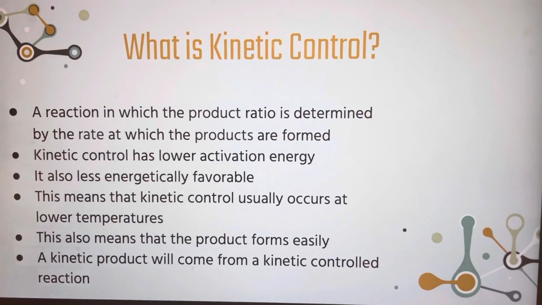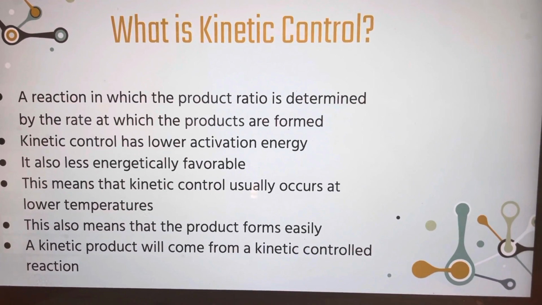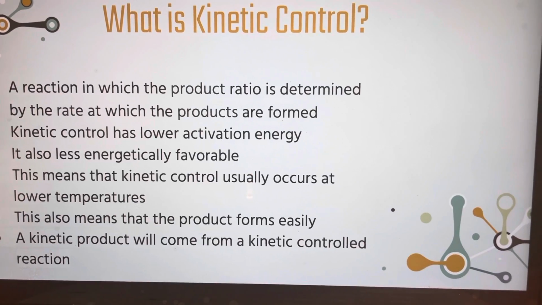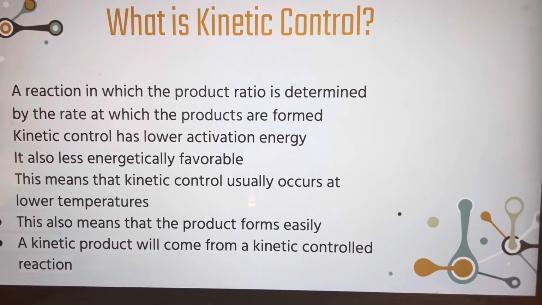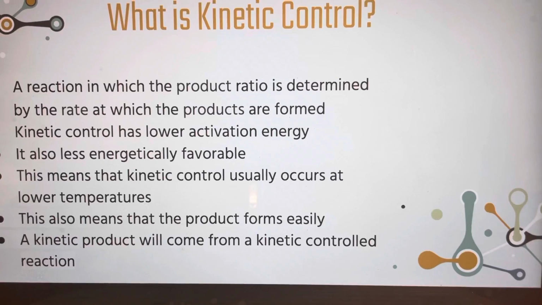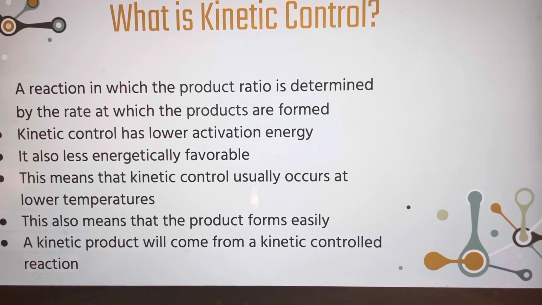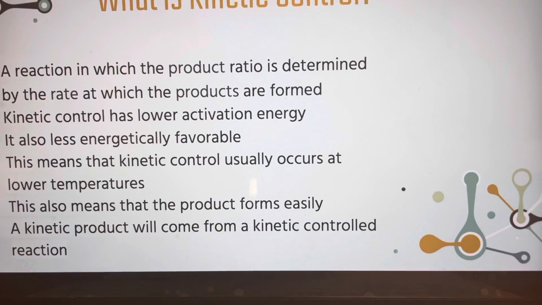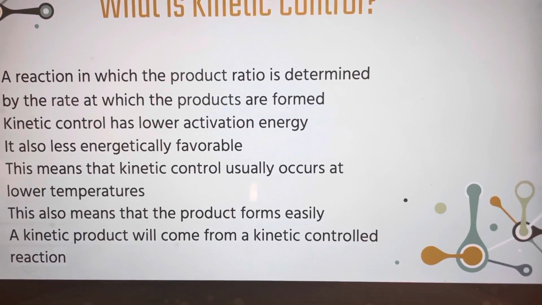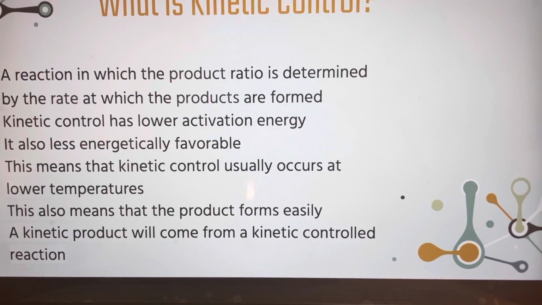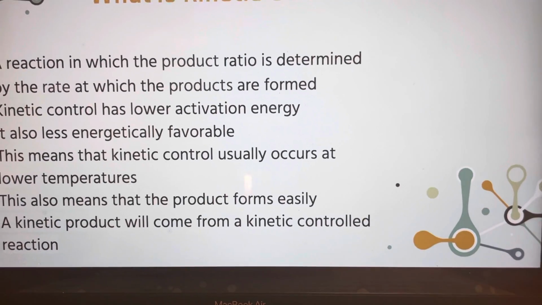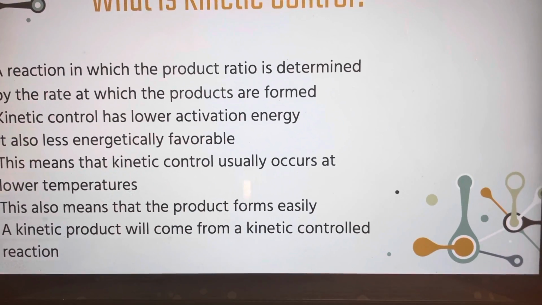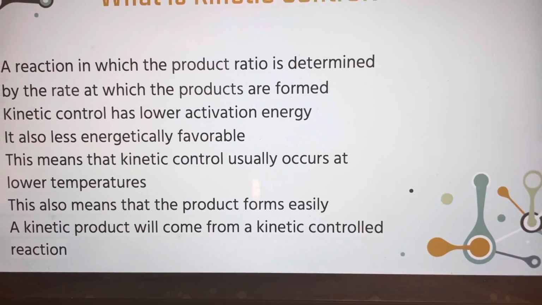Kinetic control is a reaction in which the product ratio is determined by the rate at which the products are formed. So kinetic control has a lower activation energy, and it also has less energetically favorable products, meaning that it does not require a lot of energy to create said product. This also means that kinetic control usually occurs at lower temperatures. So lower temperatures are able to form kinetically controlled products.